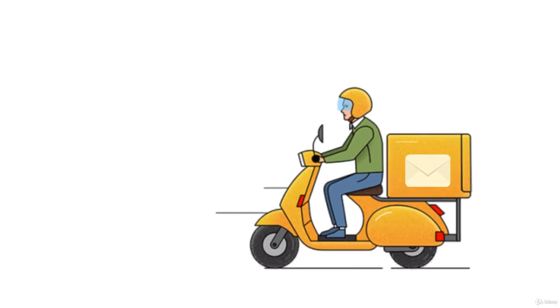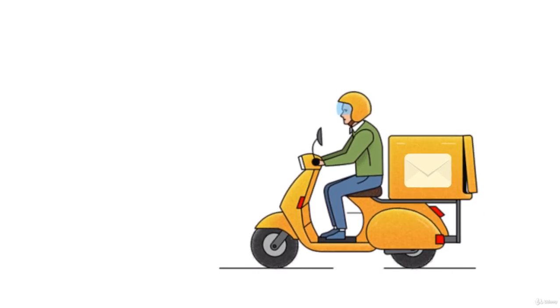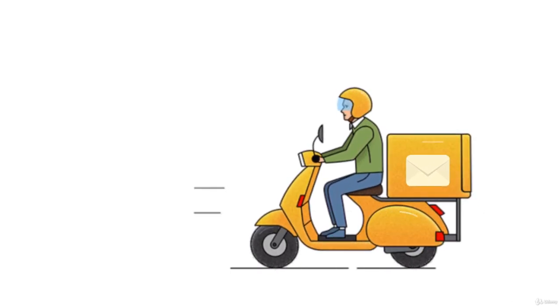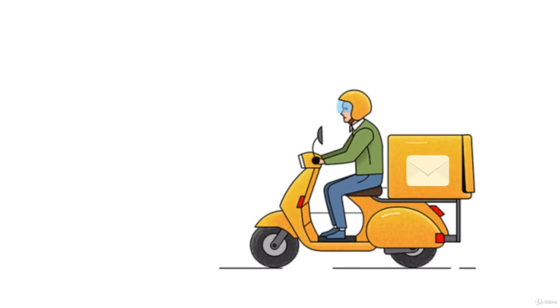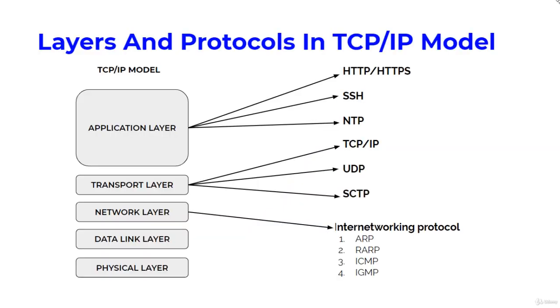Also, to send envelopes to different cities, the sorting office has to take help of a courier service. For example, the sorting office pays a carrier service to carry the envelope to different cities. So, the sorting office now hands over the envelope to the carrier service. So this part where the sorting office checks all the rules and hands over the envelope to the carrier service is the network layer.